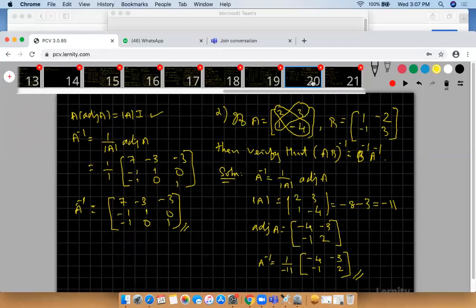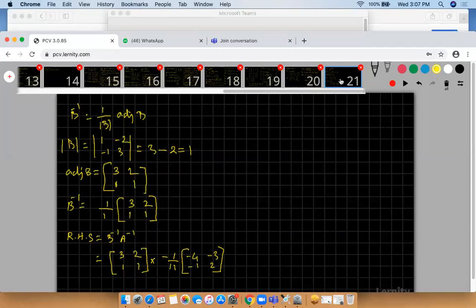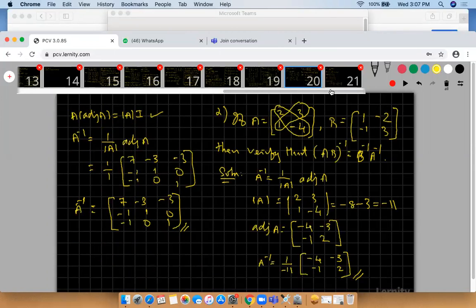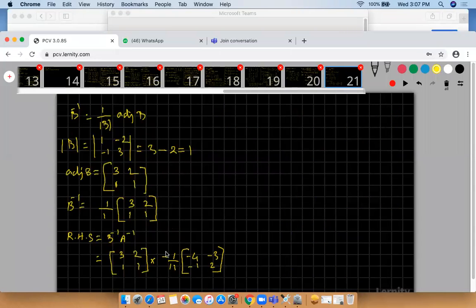I'm just writing the inverse matrix. A inverse is equal to [-4, -3; -1, 2]. This is from here. Right. Now just multiply. This is a constant. The constant, take it outside. So therefore, the constant 1 by 11, take it outside. Then multiply this row by column, 3, 2, and minus 4, minus 1. Multiply this. How to multiply that?